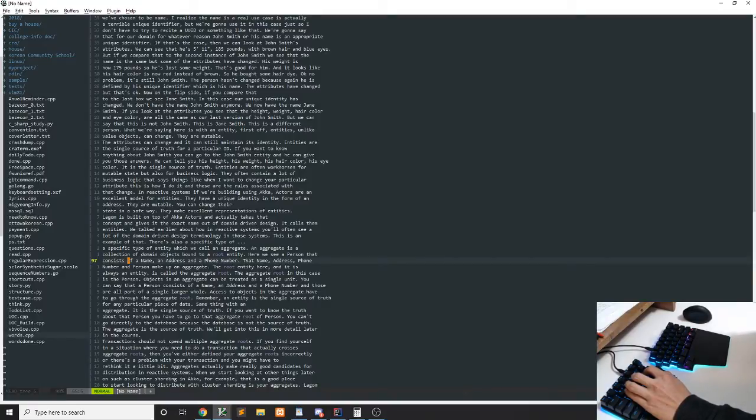Equals the aggregate root. The aggregate root in this case is the person. Objects in an aggregate can be treated as a single unit. You can say that a person consists of a name, an address, and a phone number.